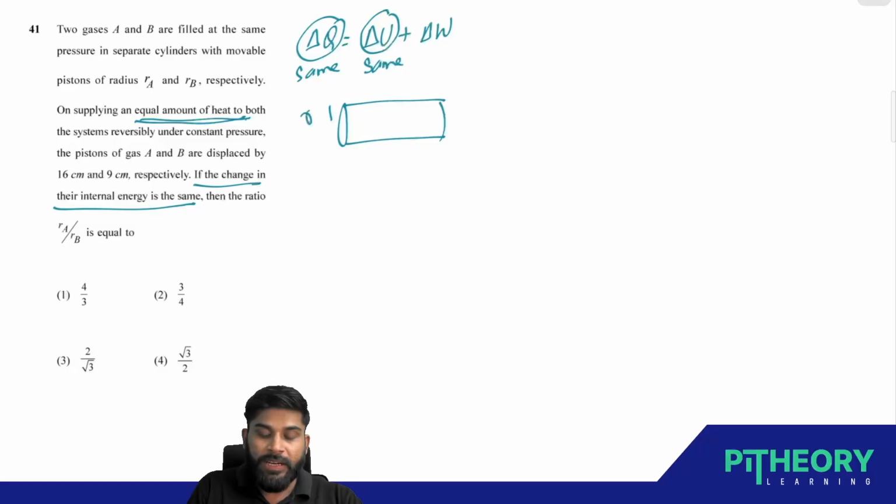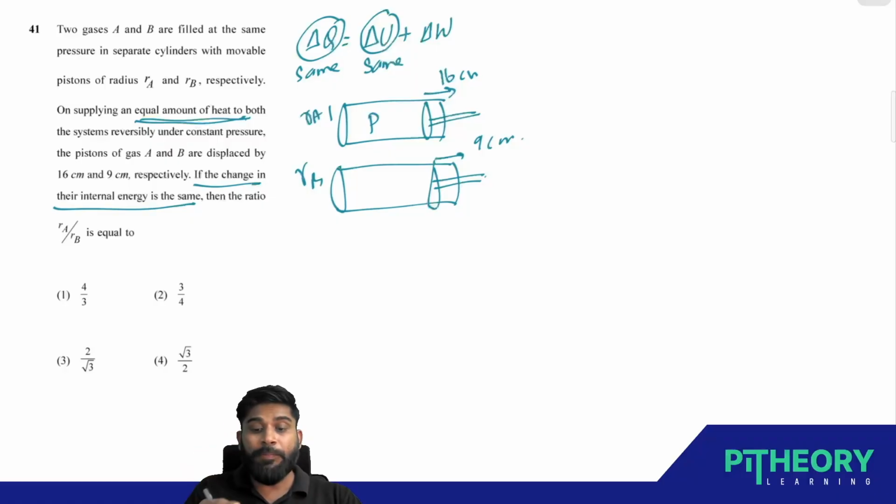For the two systems you are seeing, this is the first cylinder of radius RA, and the second cylinder of radius RB, connected with pistons as they have told. At a constant pressure P, this one will move up by a distance of 16 centimeter, and this will move by a distance of 9 centimeter. Since heat supplied and change in internal energy are the same, the work done also will be the same, so delta WA equals delta WB.